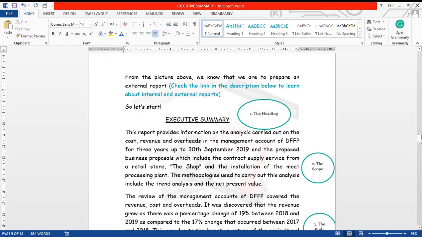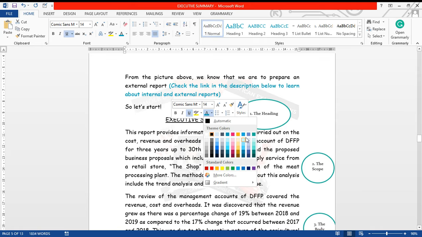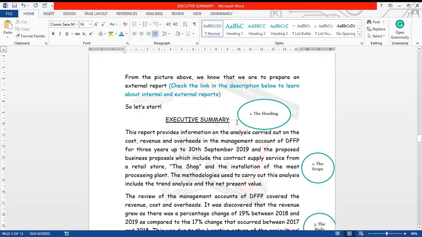So now let's look at it one by one according to our structure. The first thing in our structure is the heading, that is the executive summary. That's your heading. So that's the first thing that you have, right? That's good. Then the next thing you have is this report is provided for.